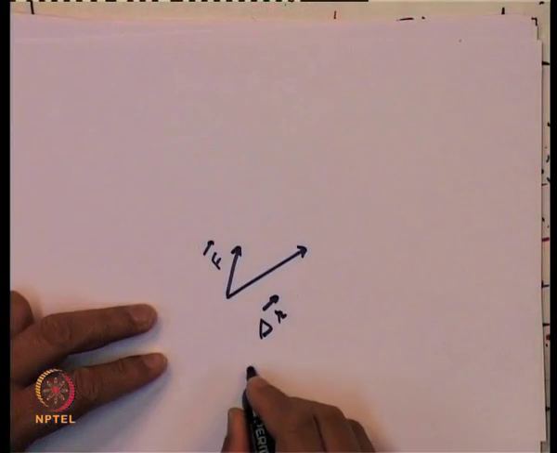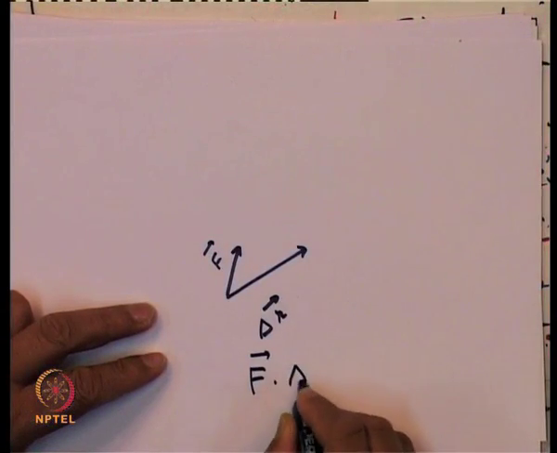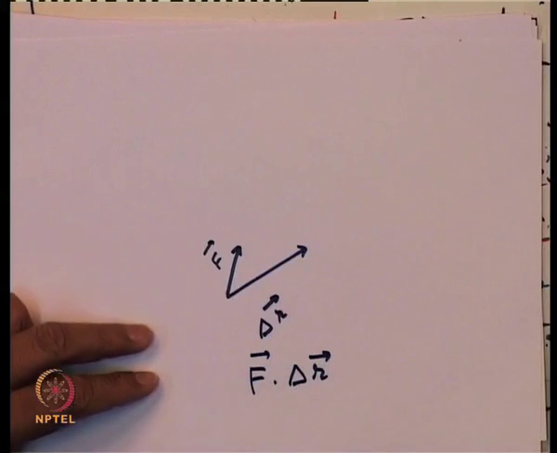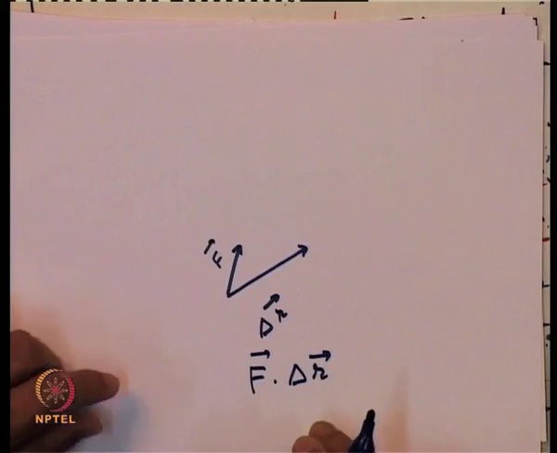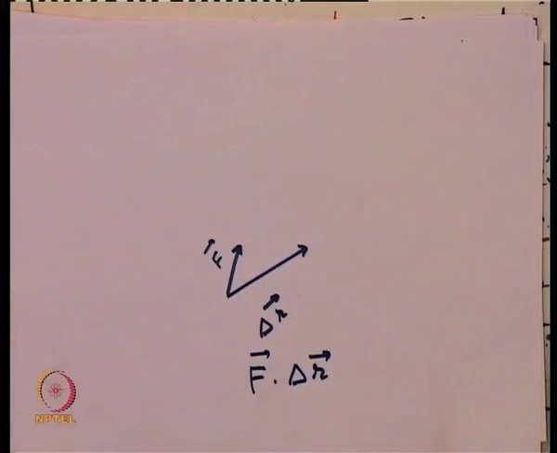Once the force is applied, whatever is the displacement in a given time delta t, if this displacement is delta r, then f dot delta r is called the work done by the force, and this is equal to the change in the kinetic energy. Because now under the application of the force, the particle's kinetic energy would change, and the change in the kinetic energy in the same time delta t will be given by f dot delta r. This is a well known classical result, which is called work energy theorem.